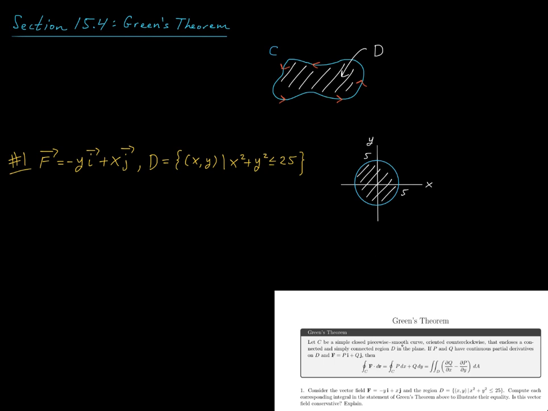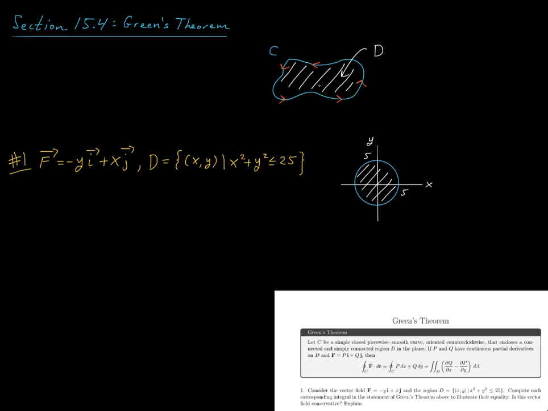Piecewise smooth: the curve I've drawn here is smooth because it doesn't have any sharp corners, but more generally I could have a path like this that does have sharp corners, so it's not smooth, but each piece that makes up the path is itself smooth, and so we would call that piecewise smooth. Oriented counterclockwise: put another way, if I walk along this path C, then the region that it encloses, D, is always off to my left.